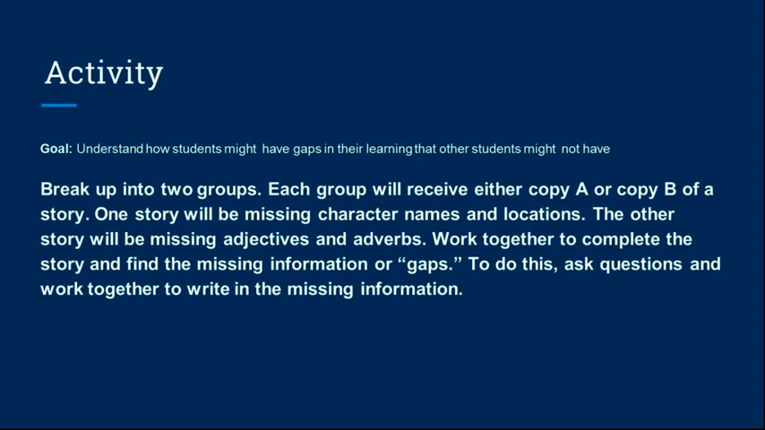An activity to help with this further has you breaking up into 2 groups. Each group will receive either copy A or copy B of a story. One story will be missing character names and locations. The other story will be missing adjectives and adverbs. Work together to complete the story and find the missing information or gaps. To do this, ask questions and work together to write in the missing information.